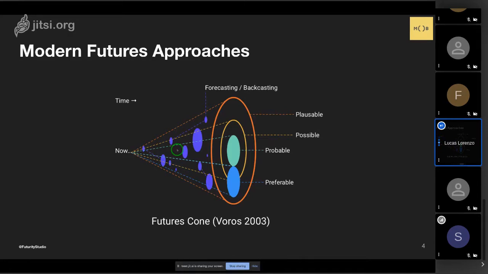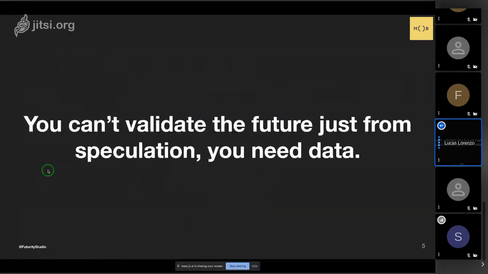Now, although the futures cone is used a lot in the space of innovation and design, unfortunately it fails to validate. The futures cone is merely used as a speculation device, and it doesn't give designers, creatives, and researchers a space where they can really predict from a place of understanding. It's purely speculative. So at Futurity, what we try to do is break that mold.